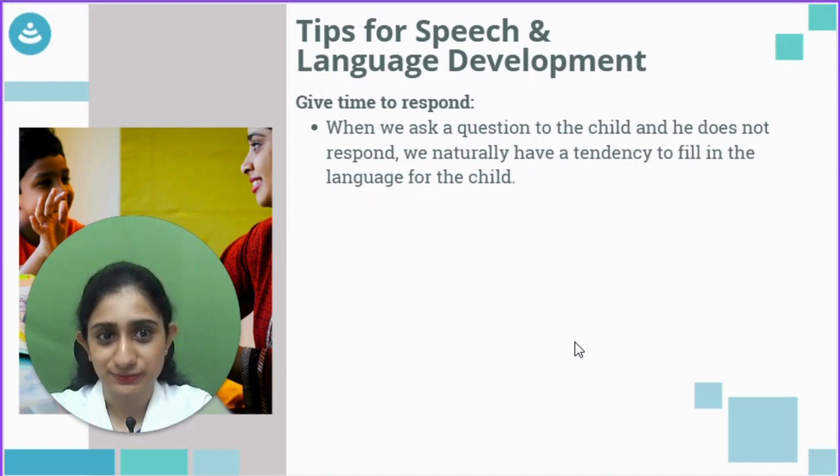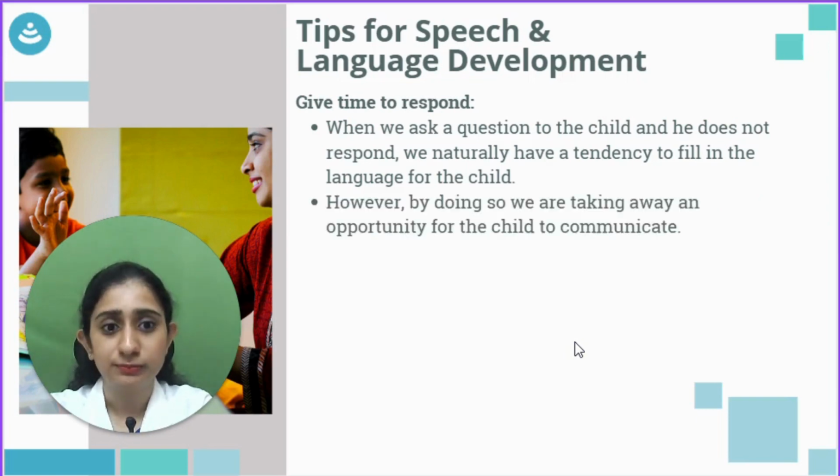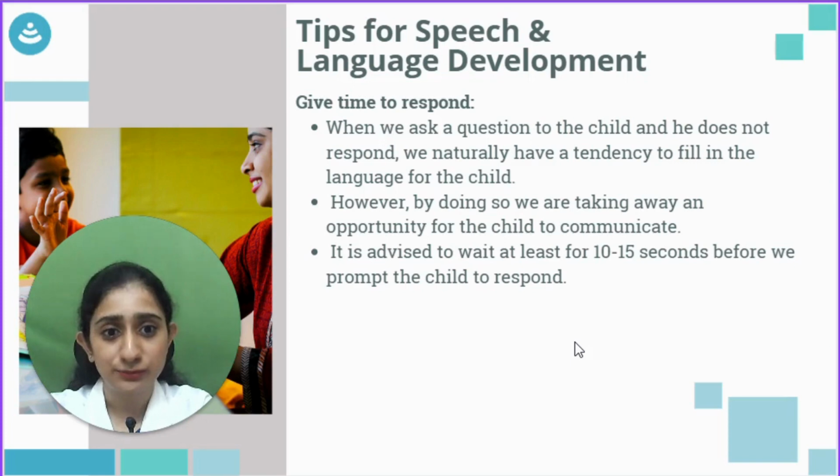Give time to respond. When we ask a question to the child and he does not respond, we naturally have a tendency to fill in the language for the child. However, by doing so, we are taking away an opportunity for the child to communicate. It is advised to wait at least 10 to 15 counts or seconds before we prompt the child to respond.